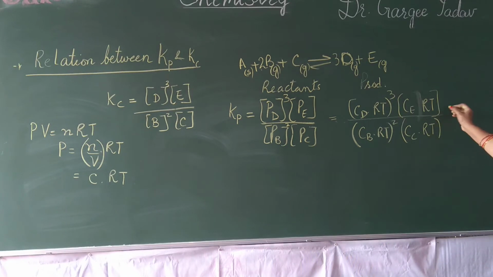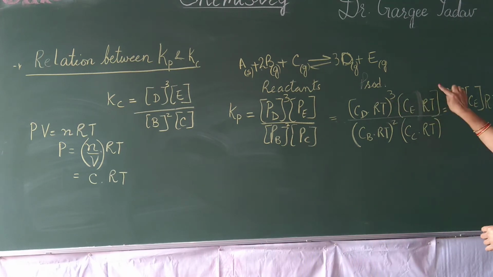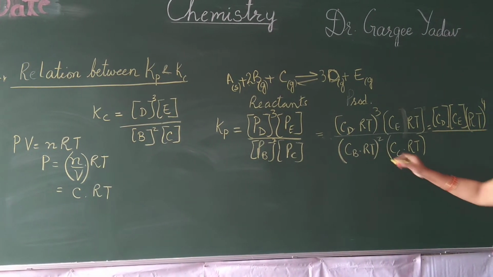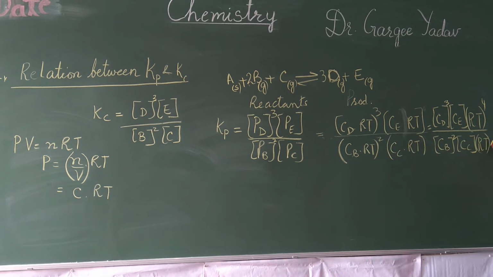So what we have here is concentration of D cubed into concentration of E, and RT cubed and RT becomes 3 plus 1, becomes 4. We add up the powers, so it will become 4. Divided by concentration of B squared, RT squared, and C with 1 means RT, so RT raised to the power 3 will be here.